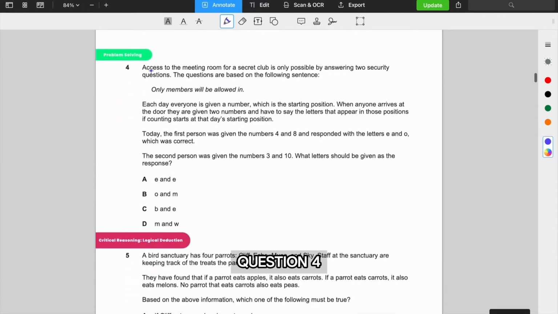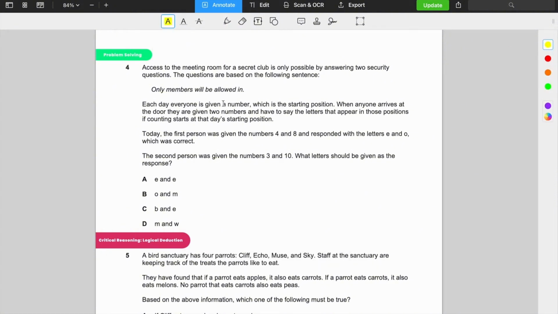Okay, question 4. Access to the meeting room for a secret club is only possible by answering 2 security questions. The questions are based on the following sentence. Only members will be allowed in. Each day, everyone is given a number, which is the starting position. When anyone arrives at the door, they're given 2 numbers and have to say the letters that appear in these numbers. Okay, so there's 2 numbers. There's actually 3 numbers that you get.